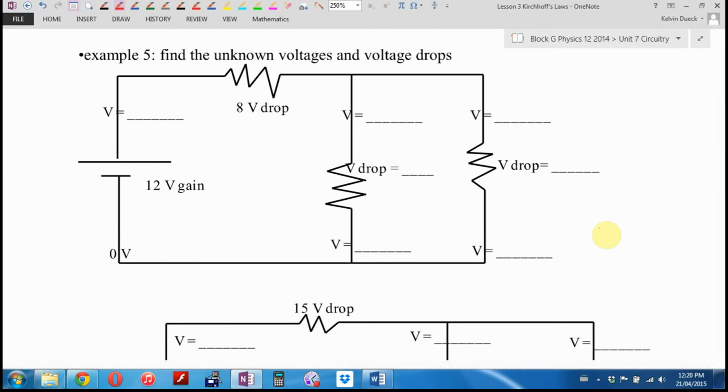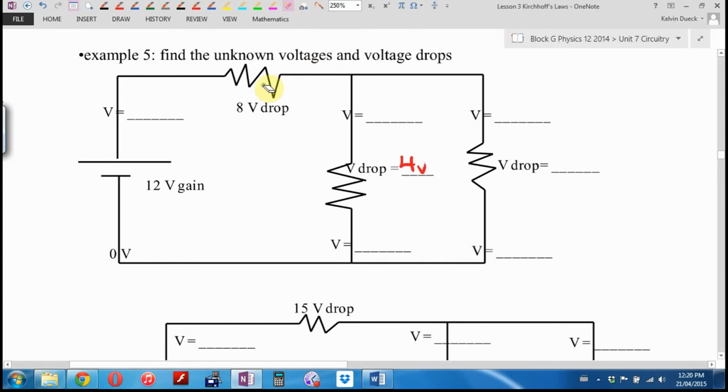I'm only going to label the drops on this one. Ready, Josh? How many volts do we gain? 12. How many volts do we lose going through this first resistor? Going down here, could I get back to zero? How many volts must I lose? What's the drop going through this resistor? Has to be.